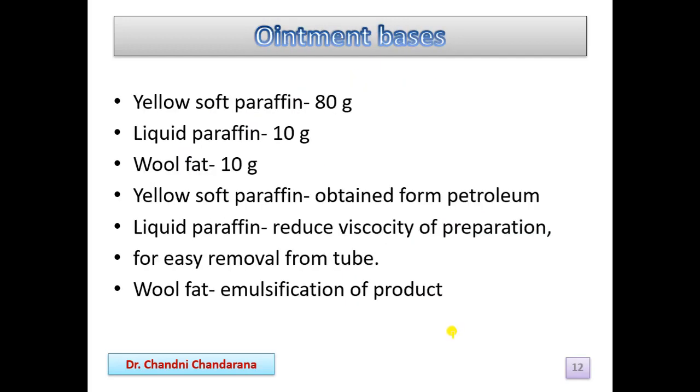Now ointment bases, these are some examples of ointment bases. Which kind of ointment bases we can use? So we can use the yellow soft paraffin 80 gram, liquid paraffin 10 gram, wool fat 10 gram. Yellow soft paraffin is obtained from petroleum. Here also it reduces viscosity of preparation, the liquid paraffin, that's why we have to use it. And for easy removal from the tube, wool fat we have to use because of emulsification of product.